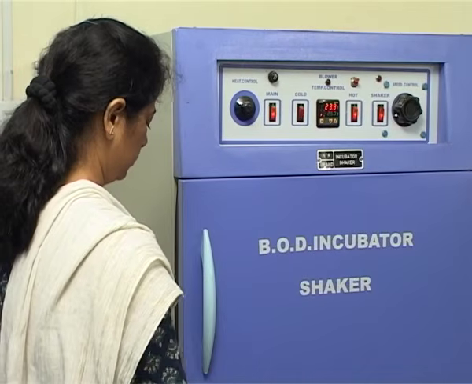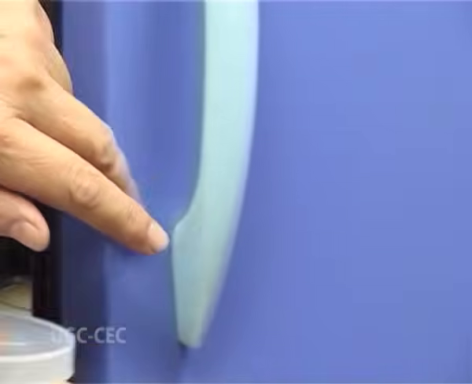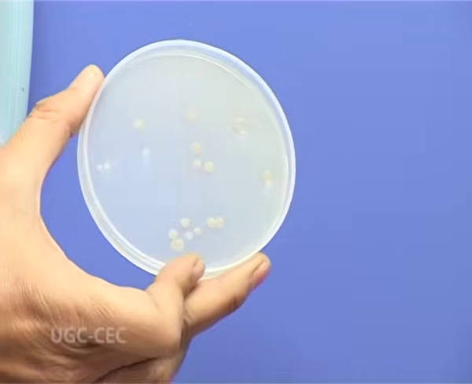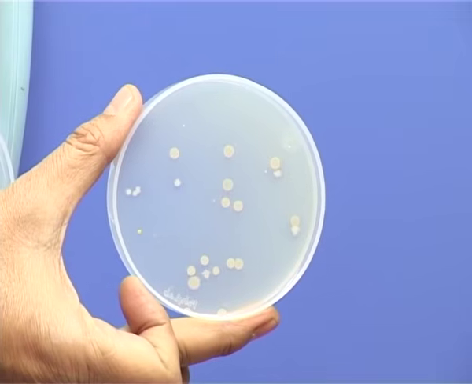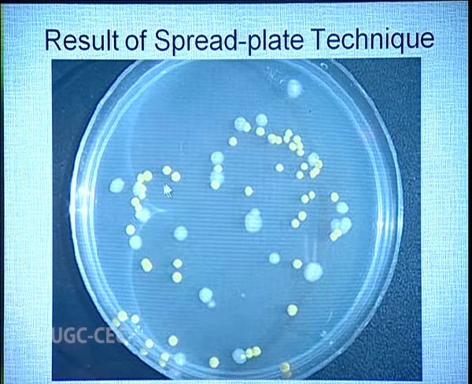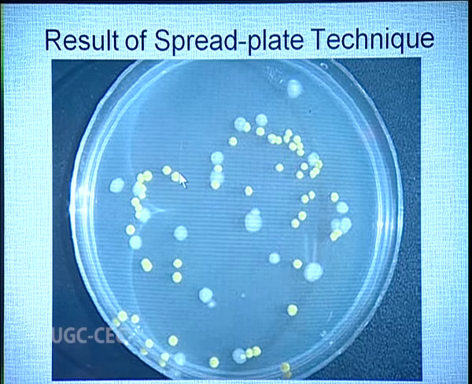After 18 to 20 hours, this is the result we find in the spread plate technique. You can see the isolated colonies of the bacteria. This was a mixed culture. With the help of color, you can see the two types of bacterial colony we find here. The discrete ones are the yellow colonies, and the somewhat hazy or translucent colonies are the white colonies.